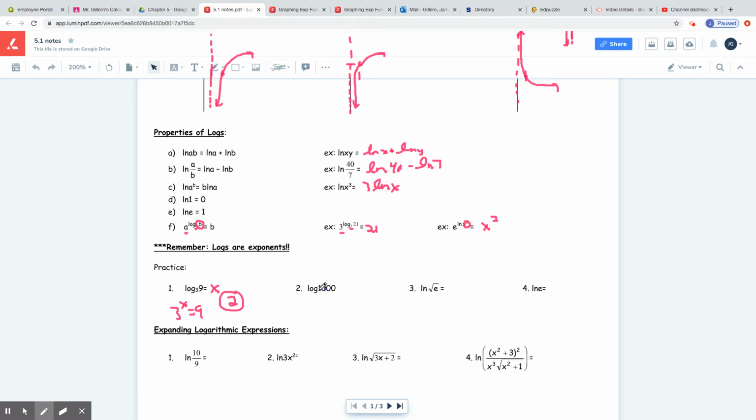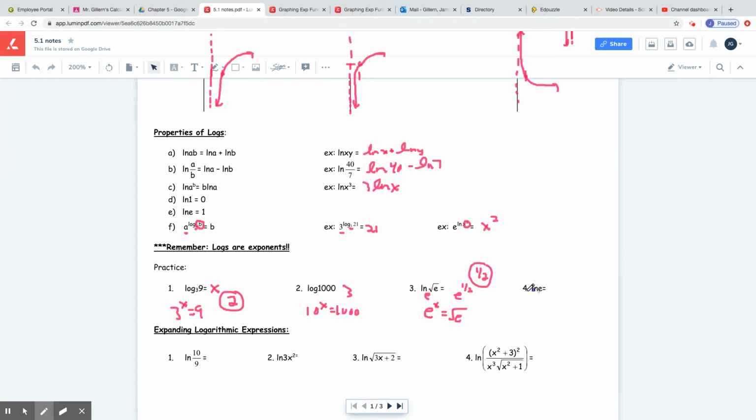Remember, when you have a log and there's nothing written, no base, we assume it's 10. So 10 to what power equals 1,000? The answer is 3. If it's natural log, what's the base? With natural log, the base is e. Remember, this is base e. So e to what power equals the square root of e? Well, remember, the square root of e is e to the 1/2. So if e to the x equals e to the 1/2, that means x is 1/2.